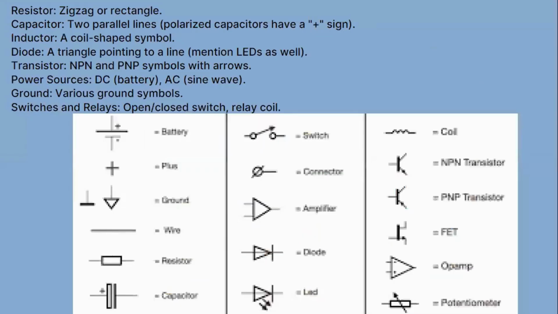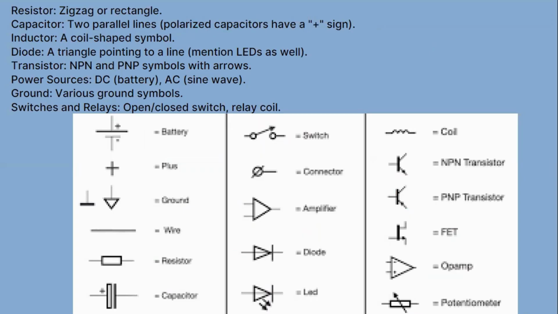I will give you one more example. Suppose there is a resistor. How are you going to identify it? A zigzag or rectangle, as we have just seen. Capacitor, two parallel plates. If it is a polarized capacitor, it will have a symbol, that is, on one side either a plus or minus symbol will be given. Inductors, the inductor part has a coil-shaped symbol, a twisted coil-shaped symbol will be there.